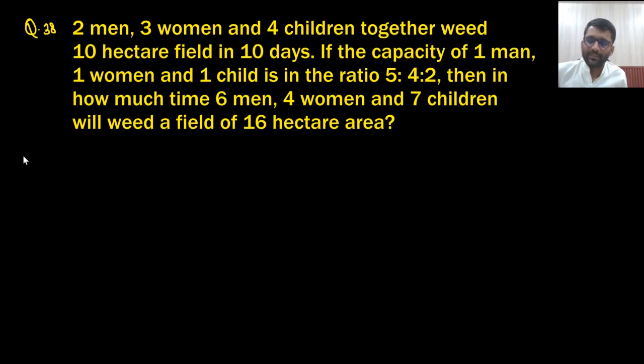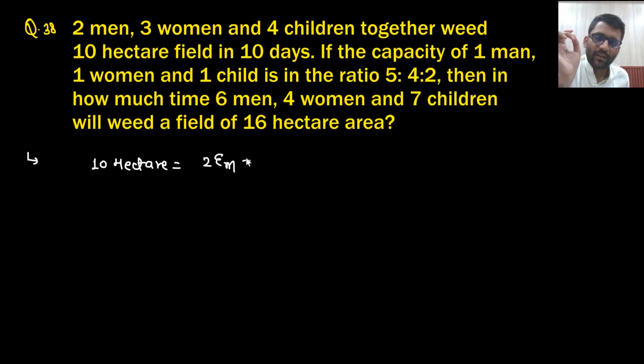Let's go to the next one. 2 men, 3 women and 4 children weed a 10 hectare field in 10 days. So our task is to weed that 10 hectare field. So 2 men plus 3 women and 4 children for 10 days. This is the work.